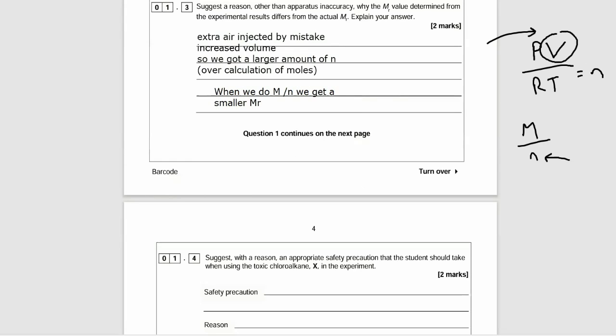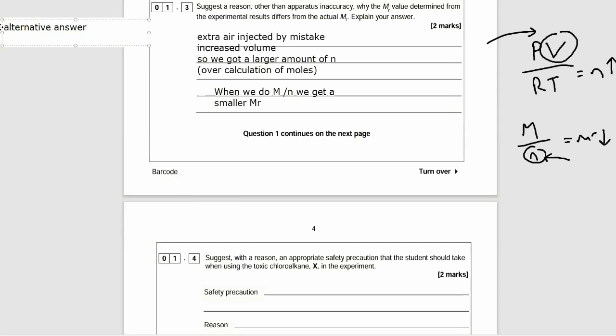However, there are alternatives as well to this. So it could be that when we injected the syringe, not all of it got injected and the volume could have actually been smaller. And in that situation, we get an underestimation of moles. And then we would do mass over moles and we get a larger MR than expected. So it could have been either way why you get an inaccuracy in your MR.